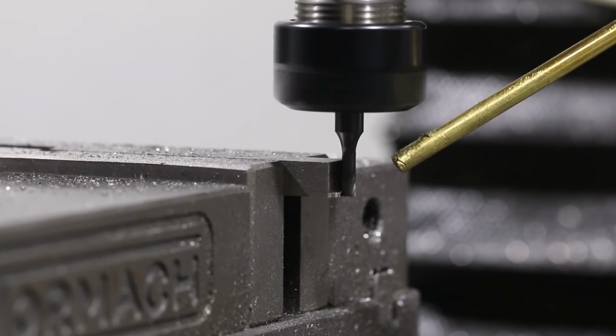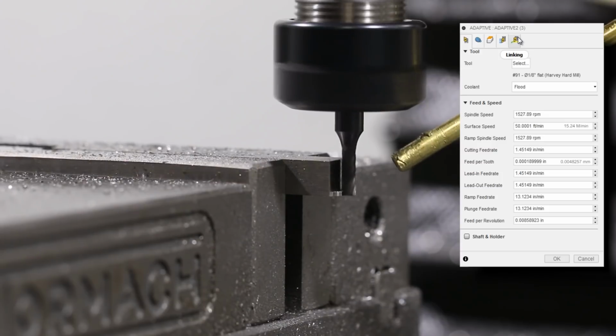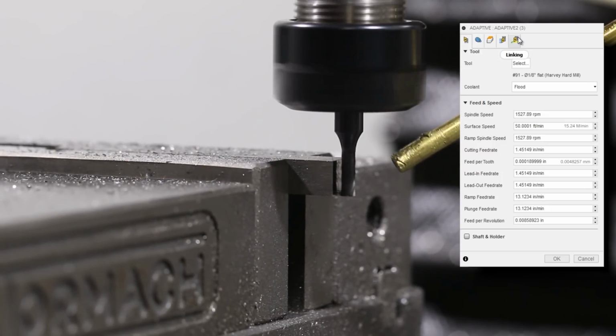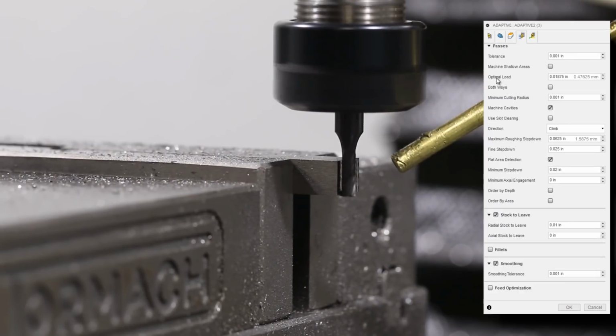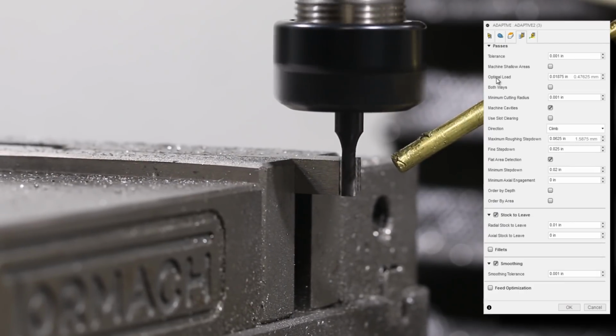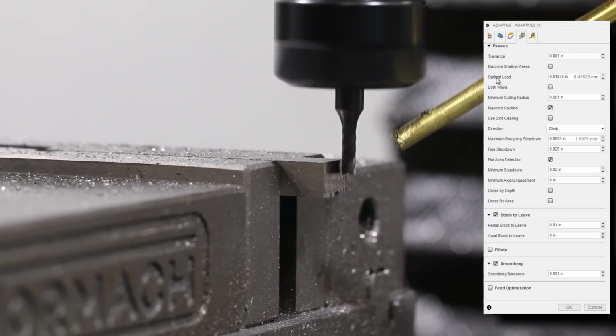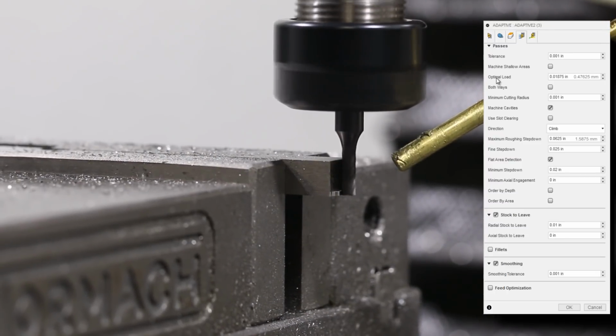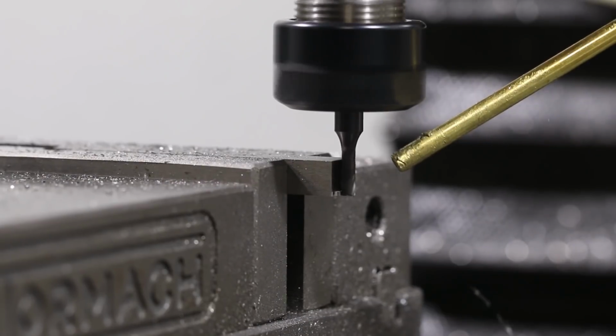So we did drop the surface footage down from 60 surface feet to 50 surface feet per minute. We kept the feed per tooth of 1.9 tenths, and we're keeping the radial depth of cut, which was 15% of the tool diameter, as well as the maximum roughing step down, AKA axial depth of cut. And look at it, it's cutting great.